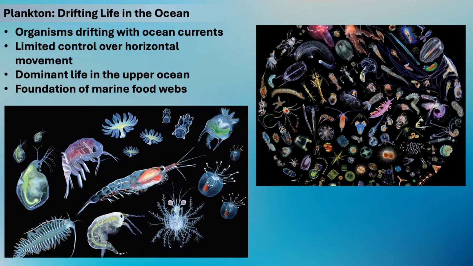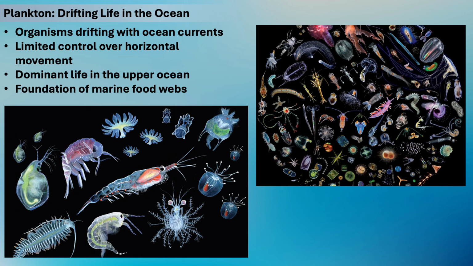In addition to phytoplankton, the plankton community includes a wide variety of animals, collectively known as zooplankton. Zooplankton feed on phytoplankton and other small organisms, transferring energy from primary producers to higher levels of the food web. Many fish species, especially during their larval stages, depend heavily on zooplankton as a food source.